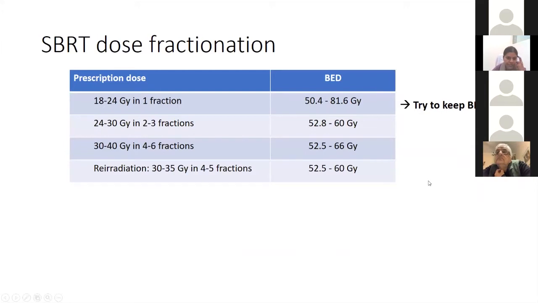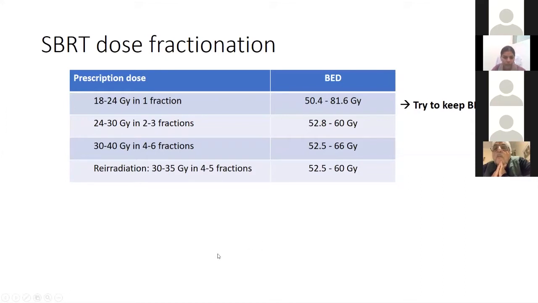So the dose fractionation varies. Usually 1 to 5 fractions is what is recommended, and in the most recent data, it is said that if you're able to deliver in 1 to 3 fractions, that has a better chance of control. And whatever dose regimes you may be using, try to keep the BED more than 50 gray. For re-irradiation, a more fractionated regime of up to 5 fractions is used so that you are able to meet the cord constraints.